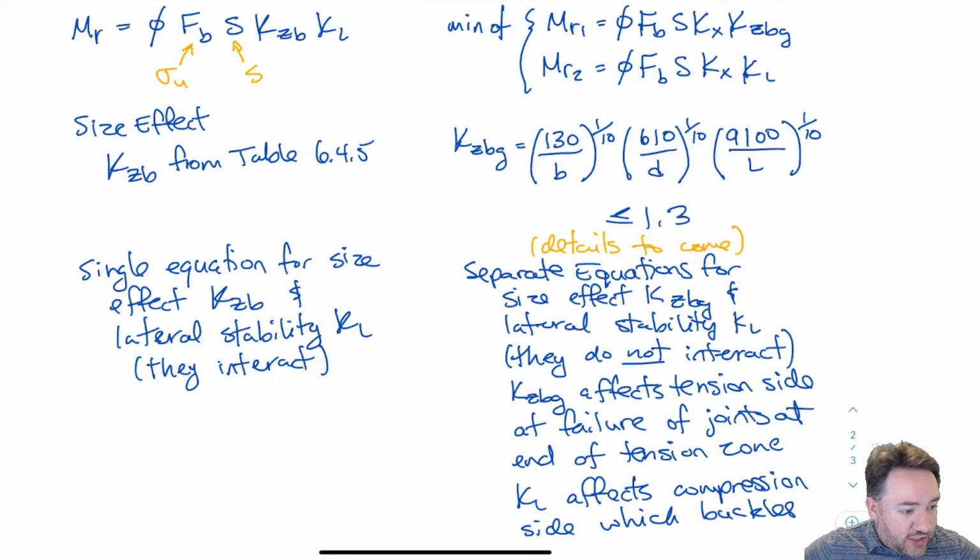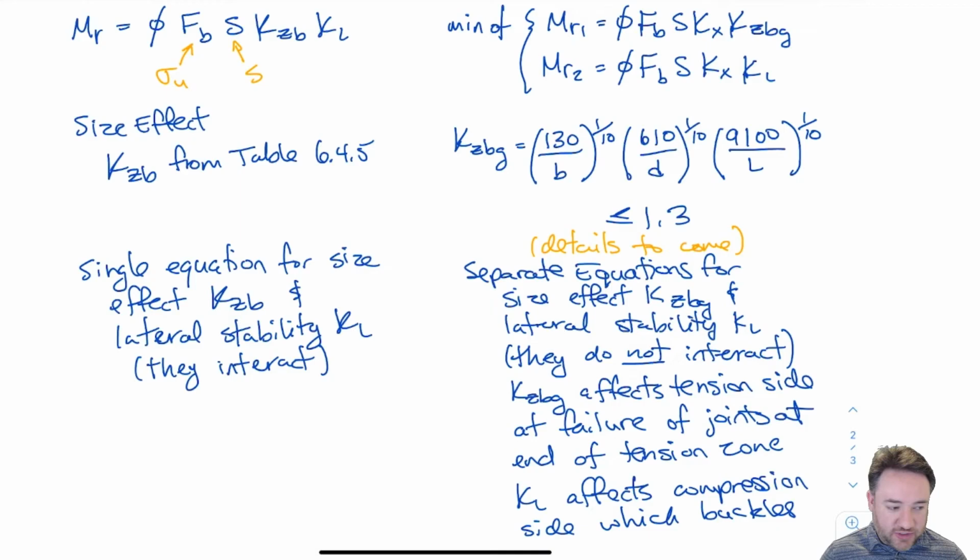Okay, so that's some long notes to explain what I was talking about. Now I've given the equation for kzbg, which is clearly an empirically derived equation because of the 1/10 exponents. We don't have many physical phenomena that give an exponent of 1/10. So this is some kind of curve fit, and the sizes that are there, 130, 610, and 910, are based on the baseline size of a piece of wood that they tested in order to determine the size effect factor.